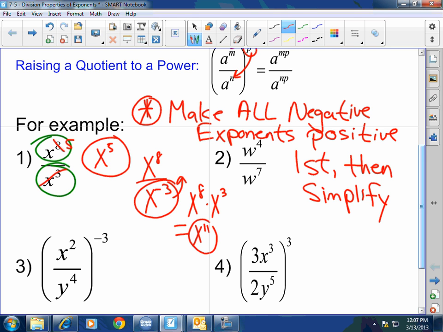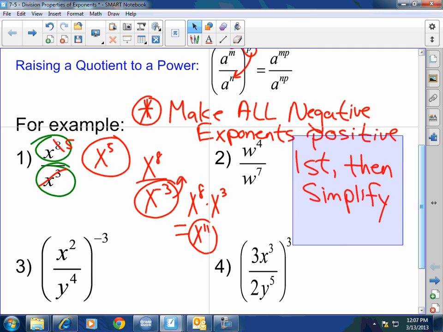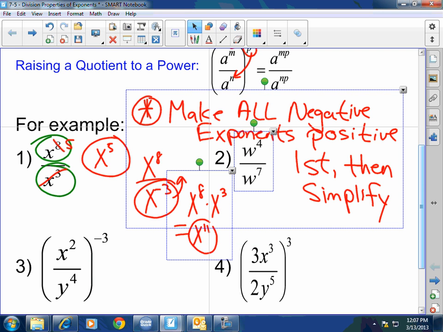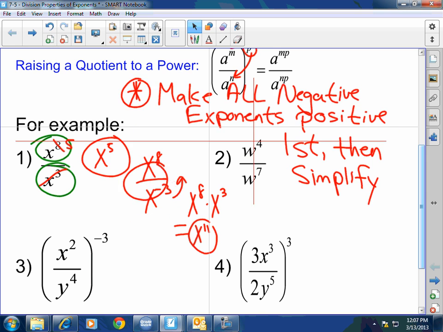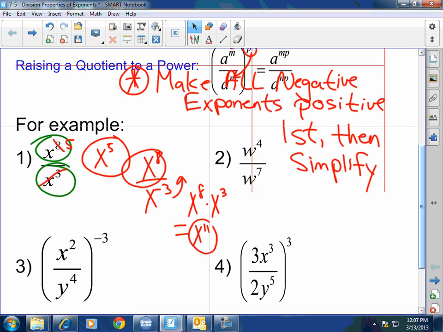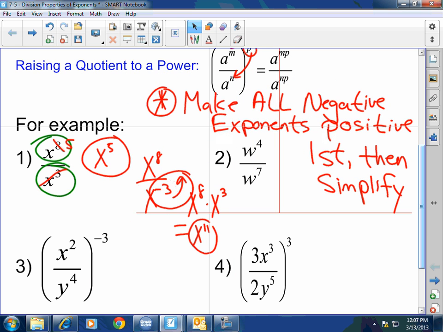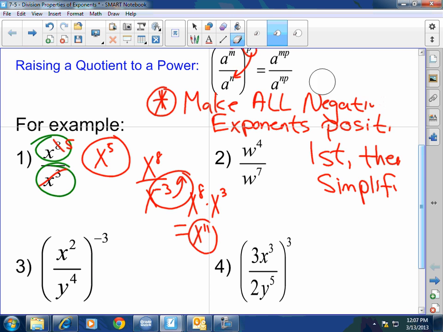Let's practice this skill then. Let me go ahead and take this. Oh, okay, here we go. Well, you guys got this part, right? I'm going to get rid of this.